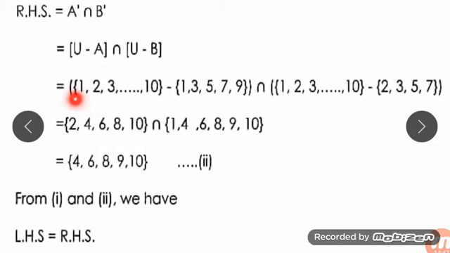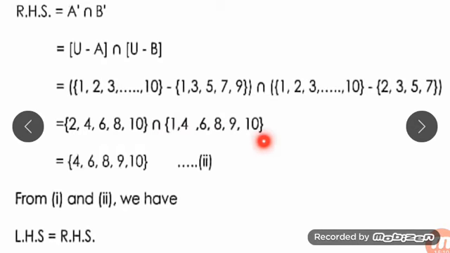So let's see, U is from 1 till 10. If you subtract the odd numbers, what is left? Of course, even numbers, 2, 4, 6, 8 and 10 are left here. Similarly, if we subtract the prime numbers from here, so 1 is left, then 4, 6, 8, 9 and 10. 1 and 9 are not prime numbers, so they will be left here.